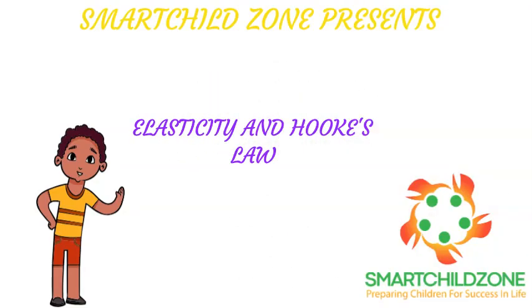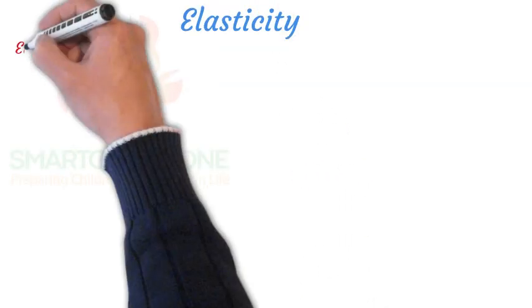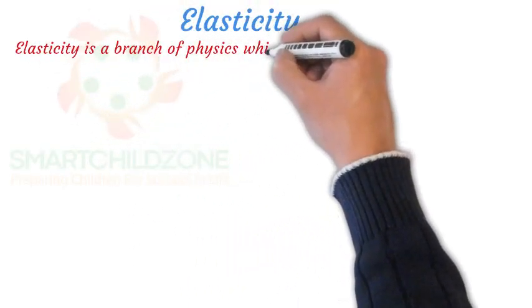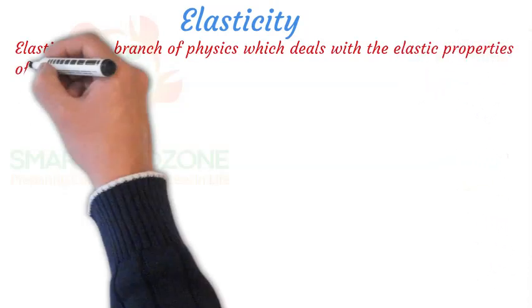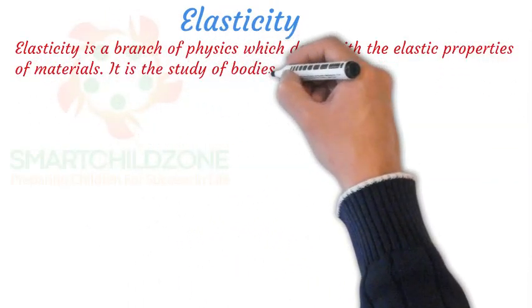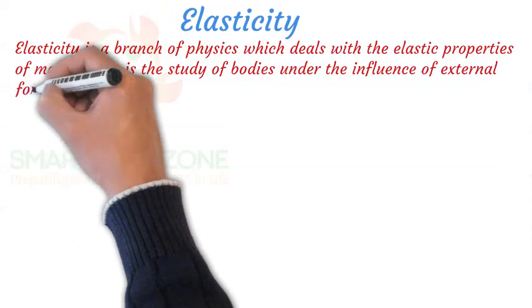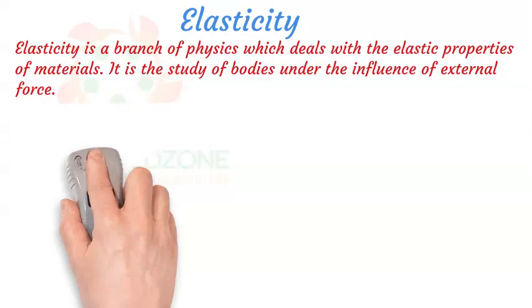Elasticity and Hooke's Law. Elasticity is a branch of physics which deals with the elastic properties of materials. It is the study of bodies under the influence of external force.